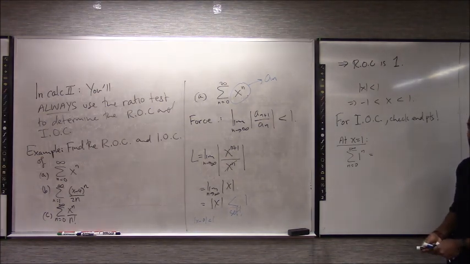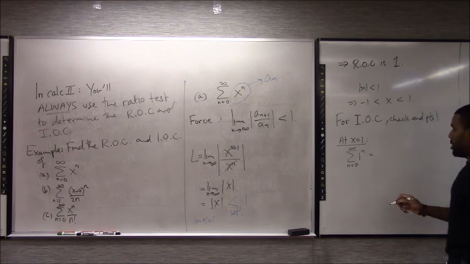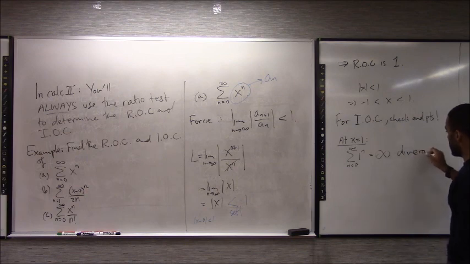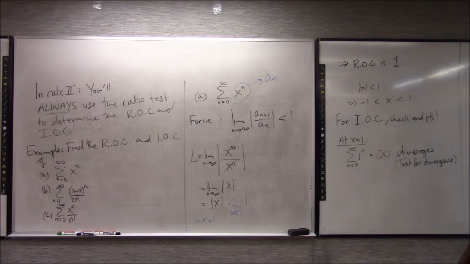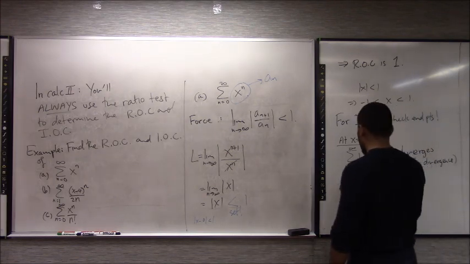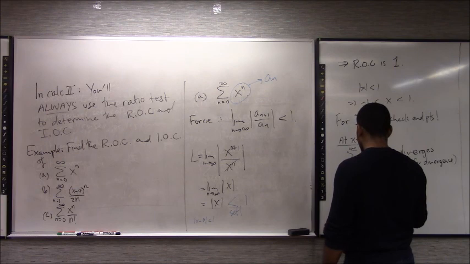Why? Because it's 1 plus 1 plus... Sure, it diverges. The nice way to see, or to just be able to justify, is the test for divergence. Right. The limit of a_n is 1, which is non-zero, so that diverges. What about at x equals minus 1?